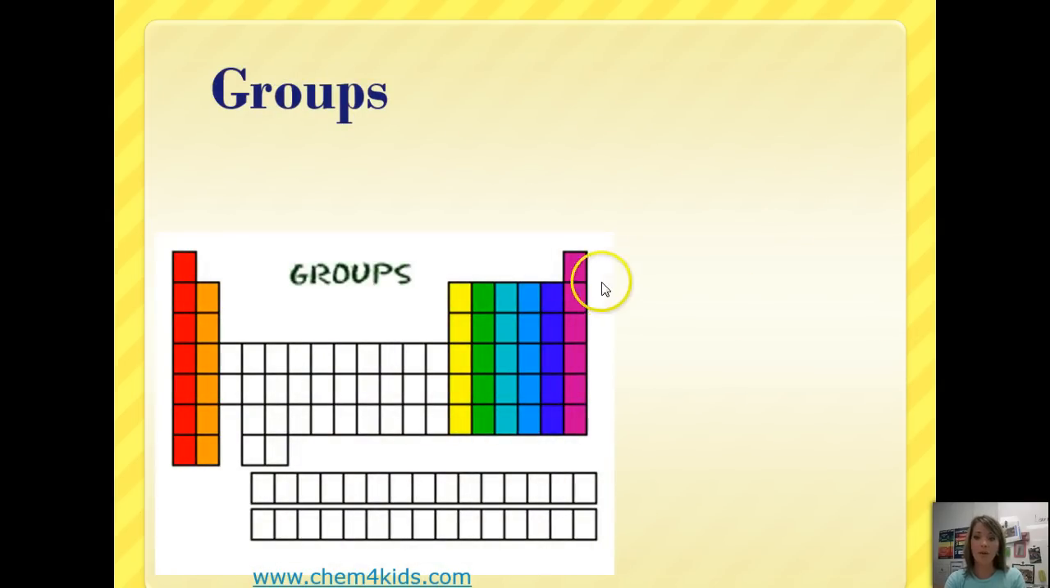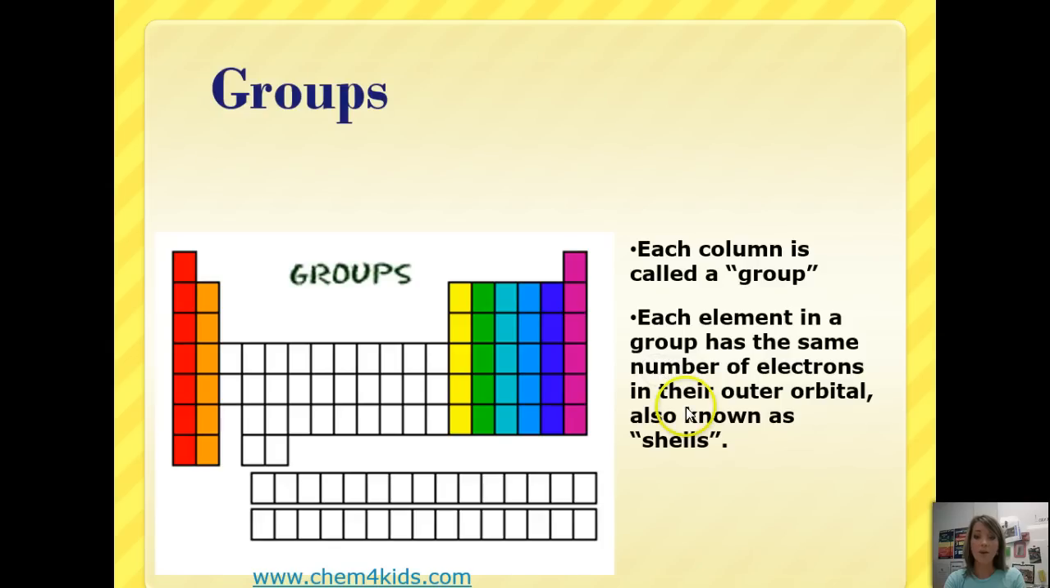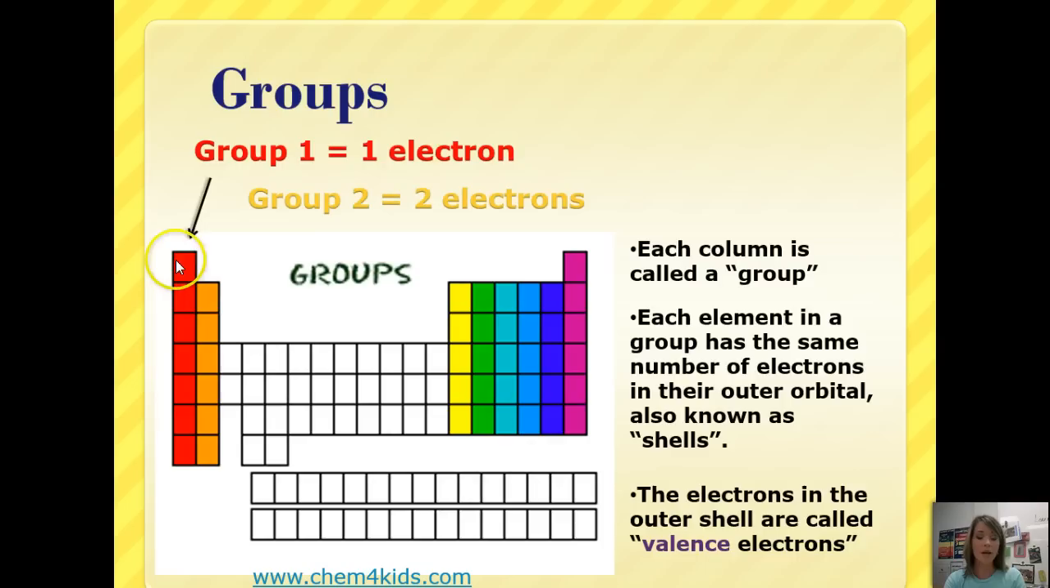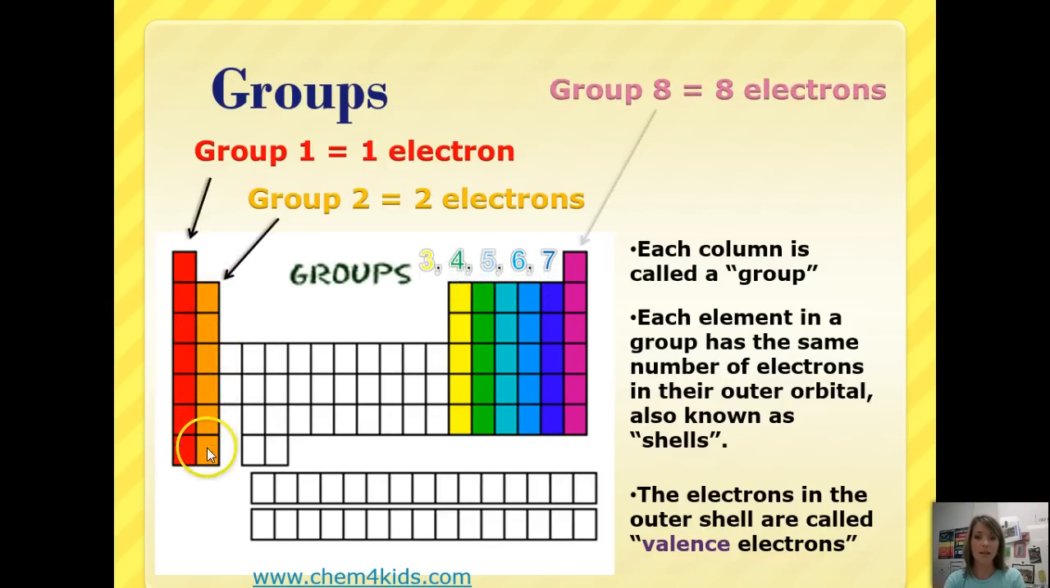The groups are the columns that go up and down on the periodic table. They are also called families, and they have the same number of electrons in their outer energy level. And those outer electrons, as we know, are called valence electrons. So group 1 here has one outside electron. Group 2 has two valence electrons, and then the pattern continues. We skip the transition metals, and then we have 3, 4, 5, 6, 7 until we get to the very last column, the last group, which has 8 valence electrons.